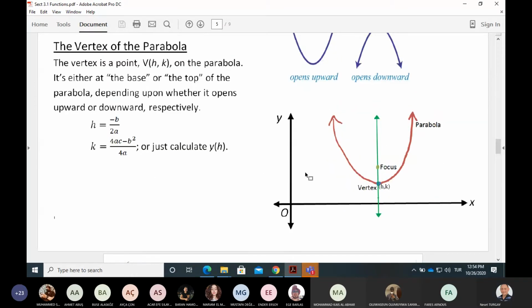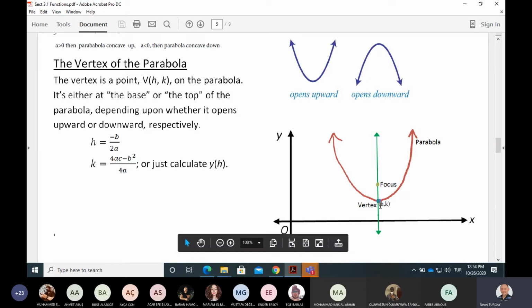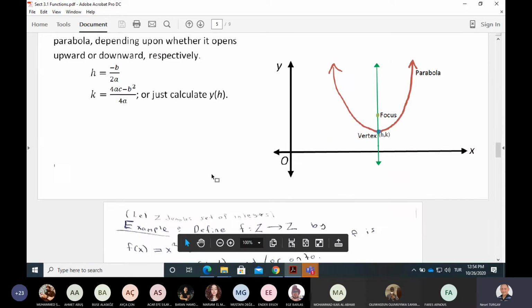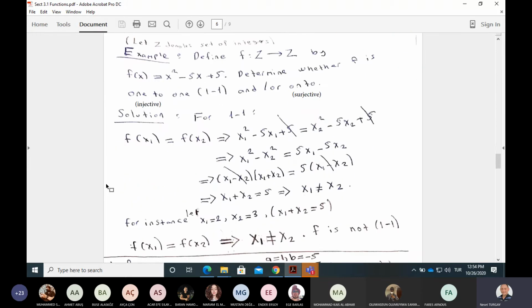Now, why do we need to find the vertex? Because this will tell us the image of the function. So, for example, the image of the function starts from k, included, and goes up toward infinity. It will be the range. So with an example, I will tell you how we are using this idea.